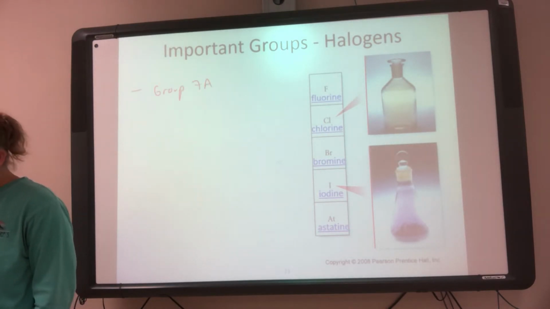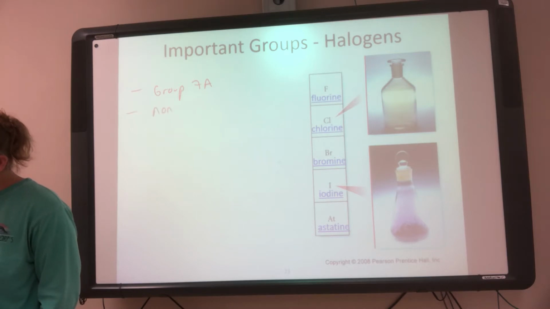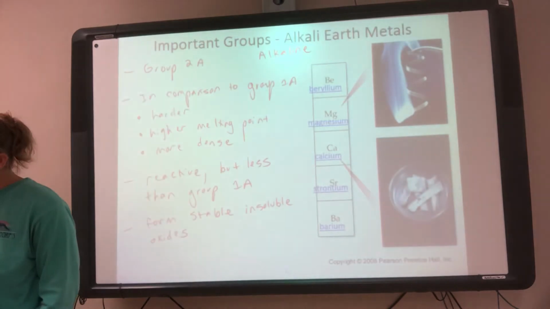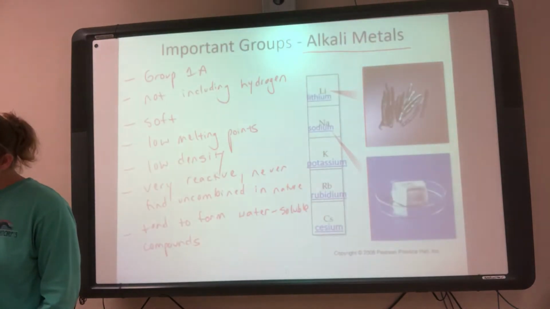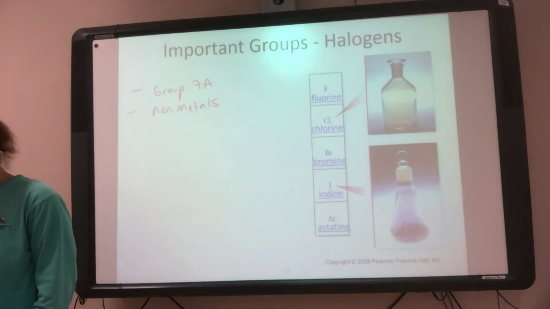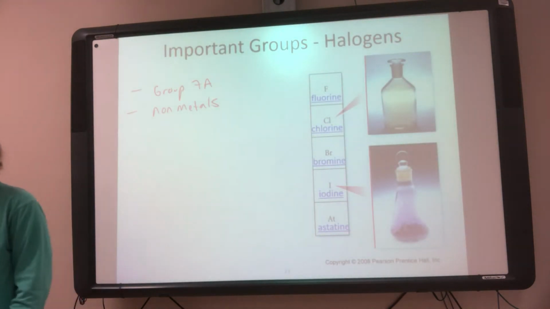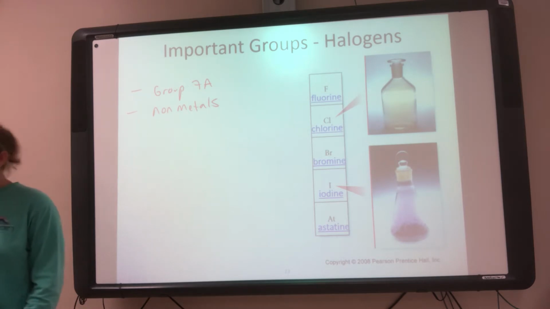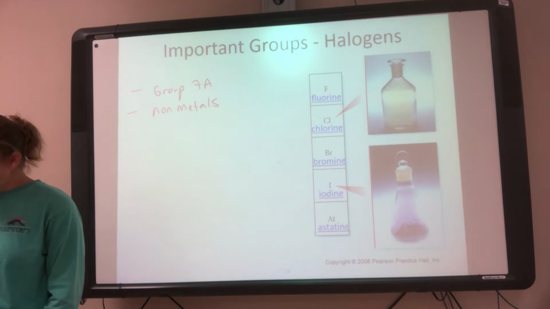7A. These are nonmetals because they don't specifically have it in the name, where the other two have metals in their name, so it kind of helps. These don't have metals in their name, they're nonmetals. And remember, we can find nonmetals in all three states, but in halogens alone, we can actually find it in all three states. So it's kind of cool.